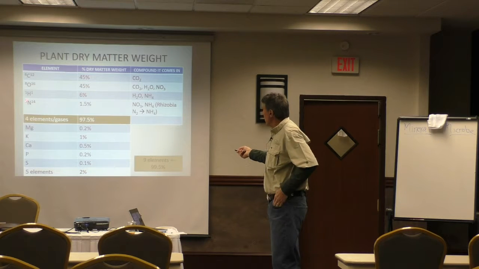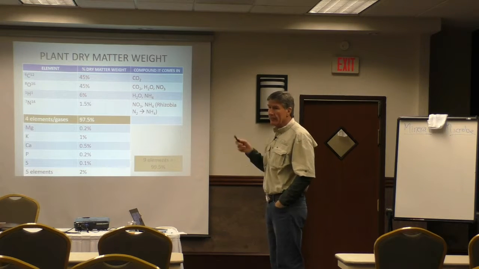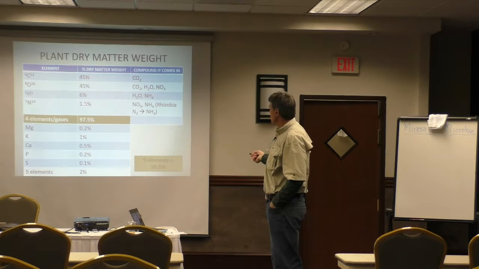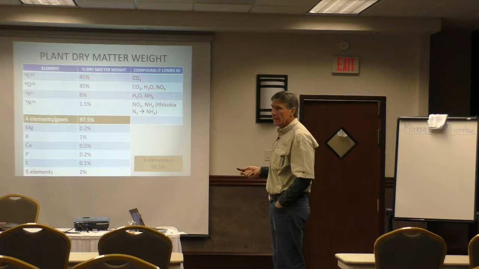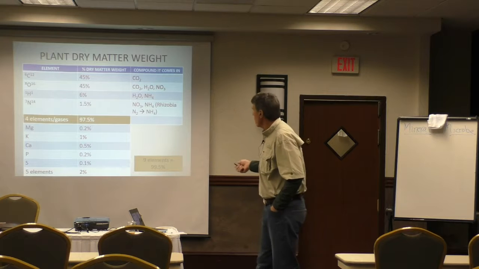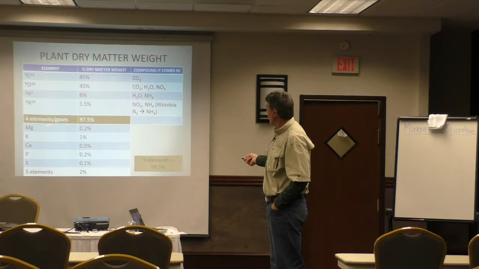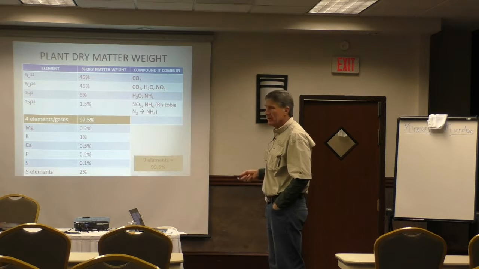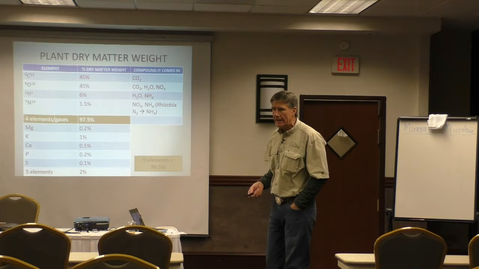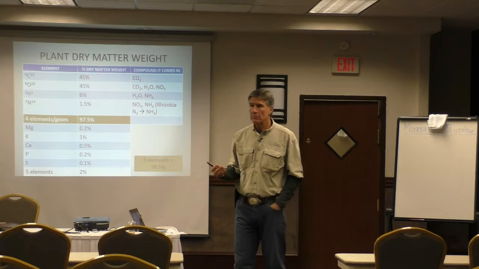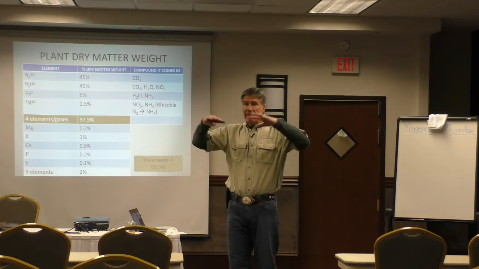weight. If I add nitrogen, which I can get from the air, or we can get from the co-op, I'm at 97.5% of my plant. With just 4 elements, my other 5 elements are going to make up 2% of my plant's dry matter weight. That's all I need to build structure, the physical part of the plant.